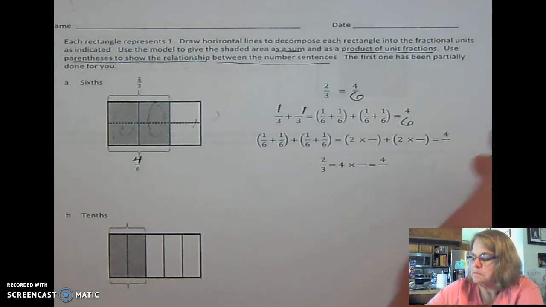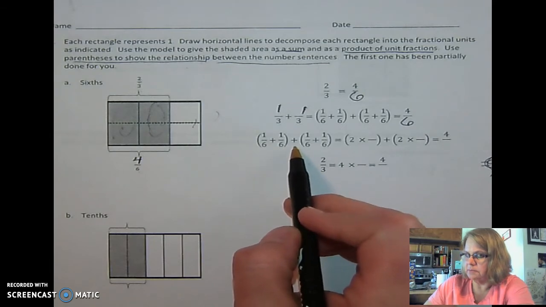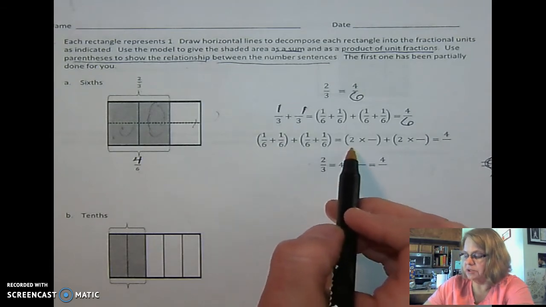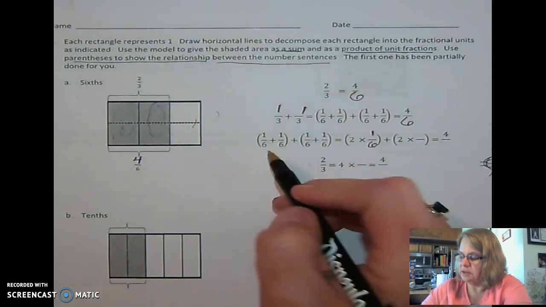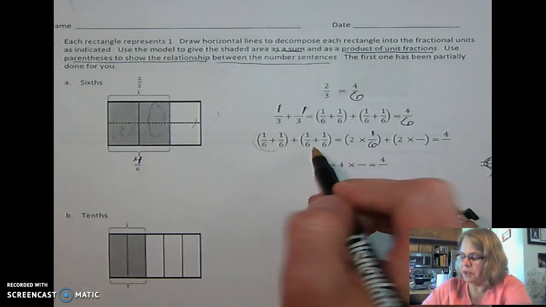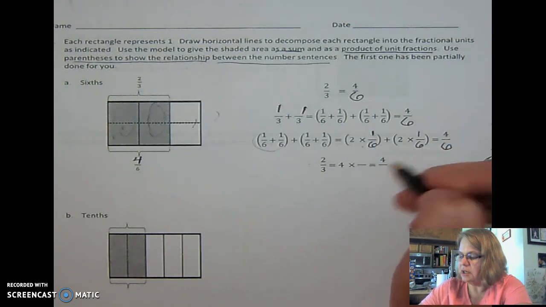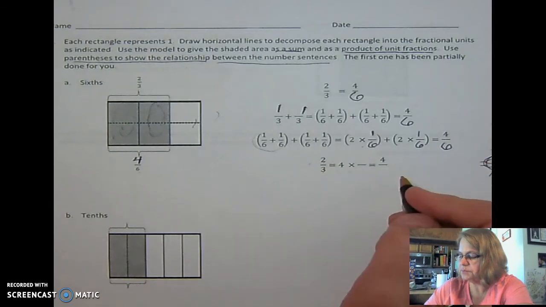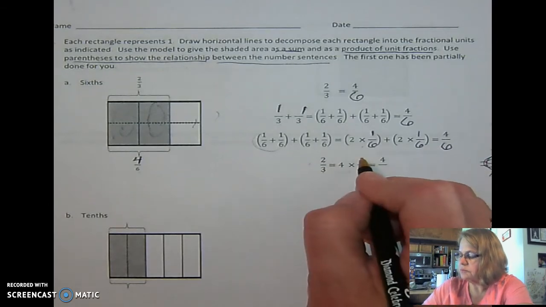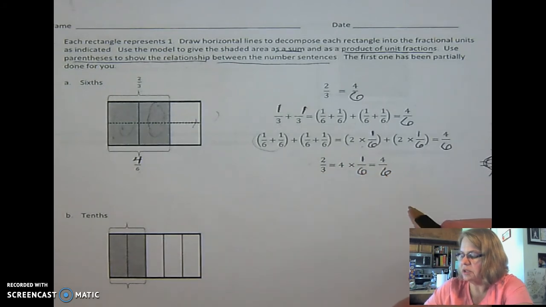Okay. So when we rewrite that, we have 1/6 plus 1/6 plus 1/6 plus 1/6 equals 2 times 1/6, which is this part, plus 2 times 1/6 equals 4/6. Otherwise, we have 2/3 equals 4 times 1/6, which equals 4/6. Okay.